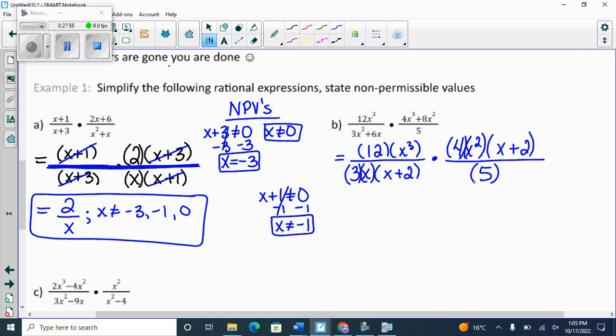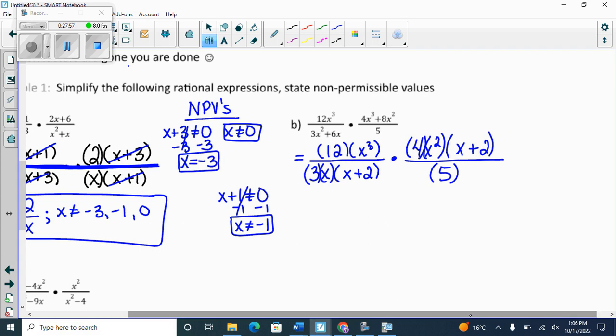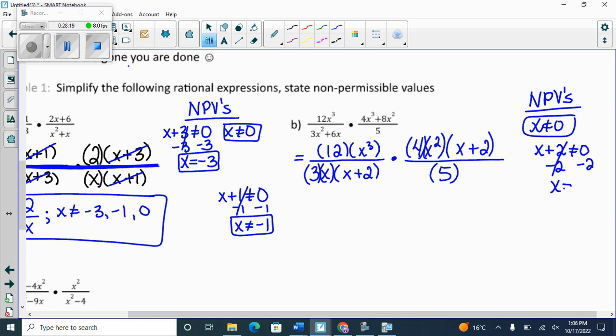So is this 3 going to cause me an NPV? No. The 5 is not. Those don't have variables. It's just the x and the x plus 2. So my NPVs are going to be x can't equal 0, and then that one's done. And then x plus 2 can't equal 0. Subtract 2. x can't equal -2.